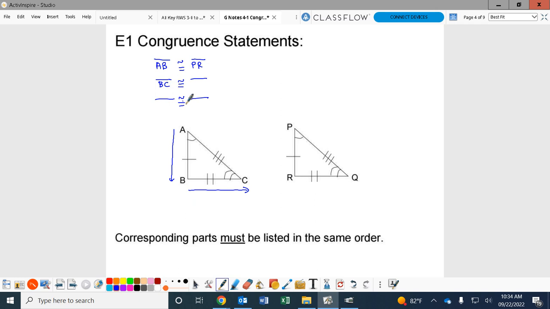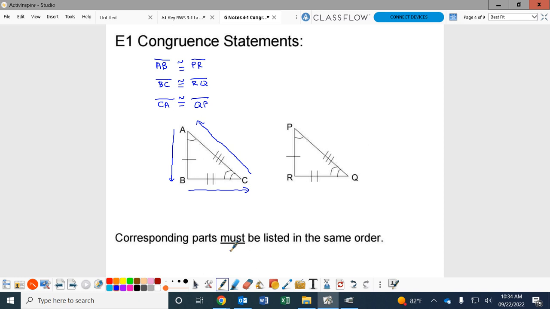what's it going to be for the other one? RQ, perfect. There you go. For the next one, and I'm going out of order on purpose, guys, if I go from C to A, then what have I got to do on the other one? Q to P. Perfect. Concerns, questions, anything about the segments?